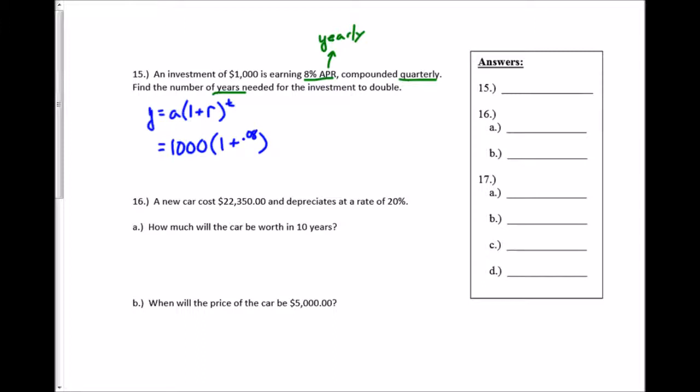Now the other effect that that has is that when I solve for t, my t is going to come out in quarters. So we've got to be super aware of these units. My rate is now in terms of quarters. My time is going to come out in quarters. And I want to know when my investment is going to double. So if I put $1,000 in, I want to know when I'm going to get $2,000 out. And now I'm just going to solve this for t. So I'm going to divide each side by the 1,000.